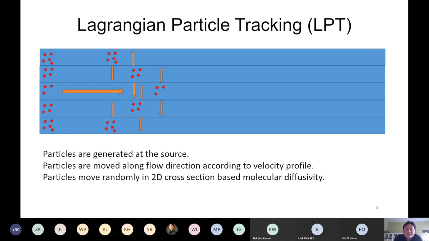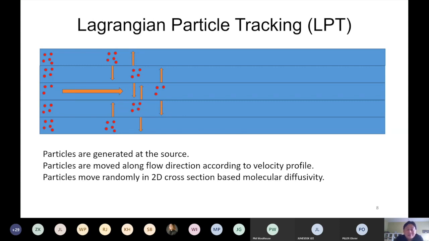I looked around and found that the Lagrangian particle tracking method is very interesting. It can be very complicated. It can even model multi-phase flow, but I'm using it here in a very simple, naive way. Basically, first we generate lots of particles to represent the species or constituents or pollutants at the source, here the beginning of the pipe.